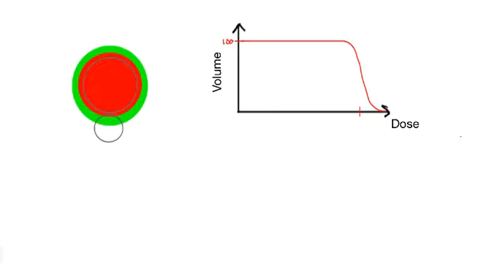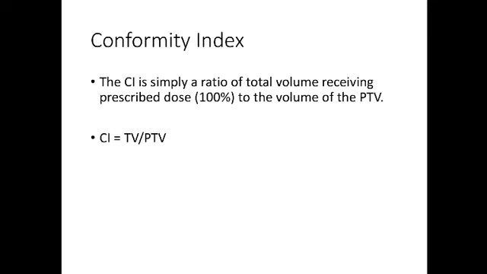And so the way we do that is with the conformity index. And here's what that is. The simple definition of conformity index is pretty simple. It's the ratio of the total volume receiving some prescribed dose, let's say 100%, to the volume of the planning target volume. So it's the total volume divided by the planning target volume.